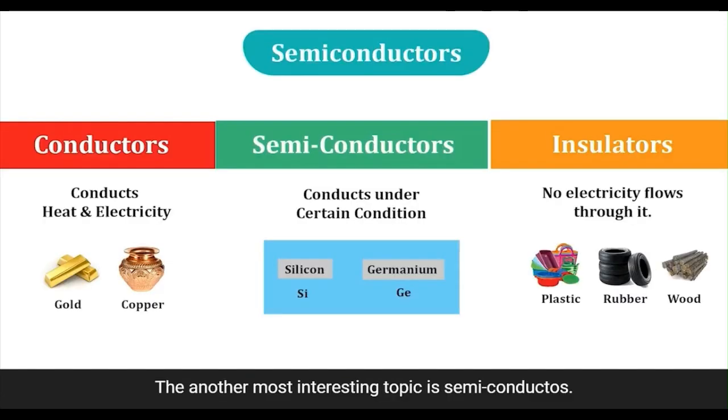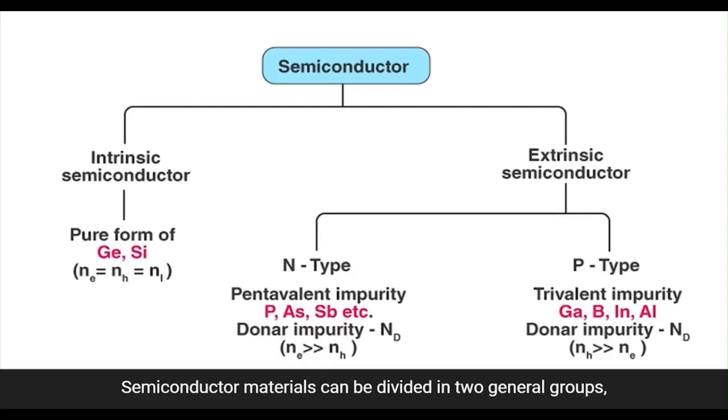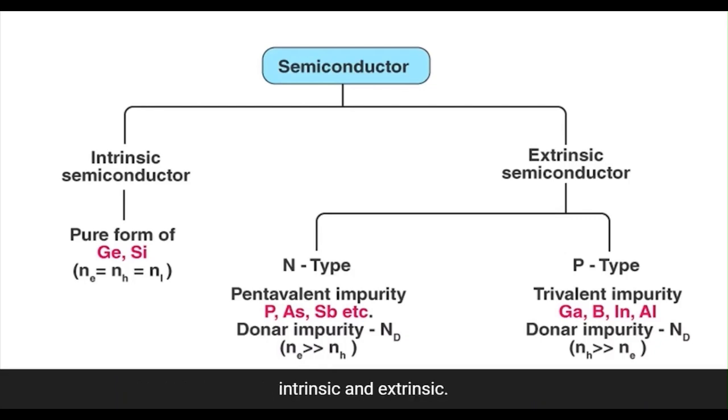Another most interesting topic is semiconductors. A semiconductor is a substance, usually a solid chemical element or compound, that can conduct electricity under some conditions, but not others, making it a good medium for the control of electrical current. Semiconductor materials can be divided into two general groups: intrinsic and extrinsic.